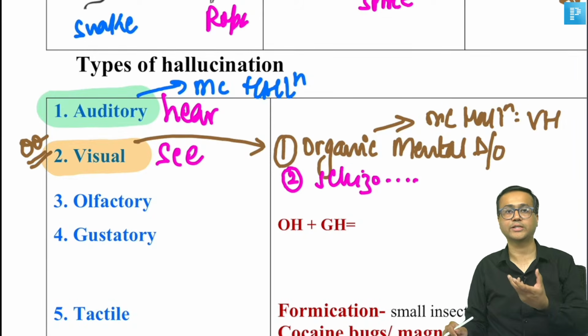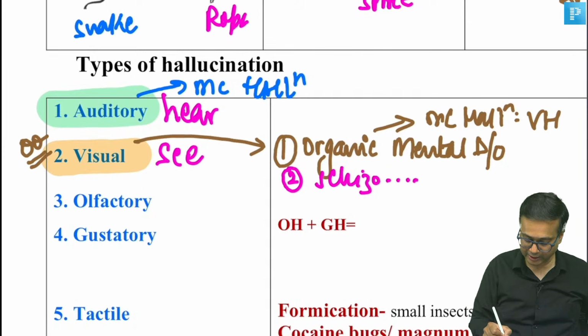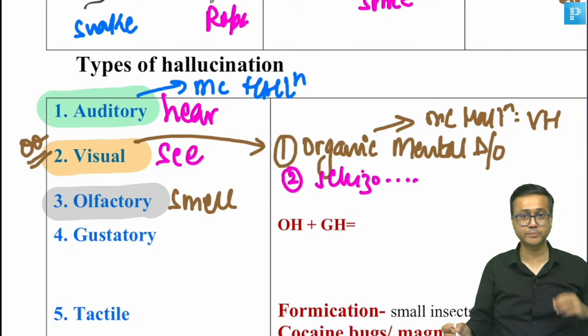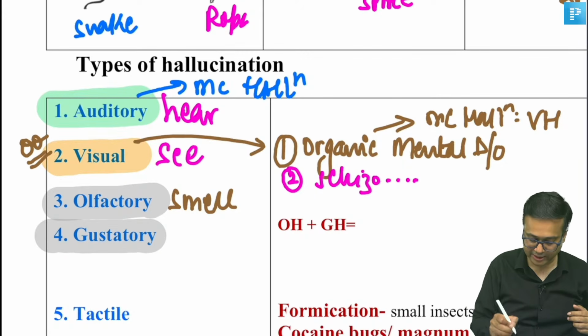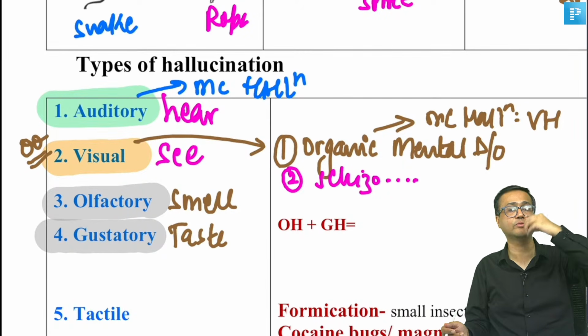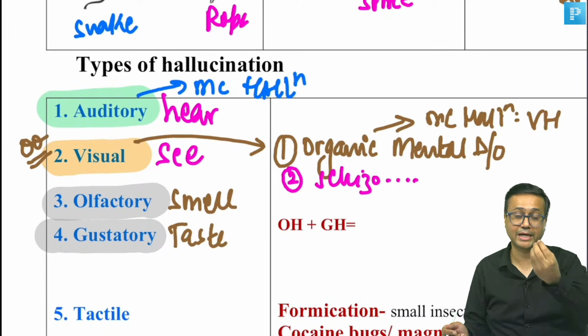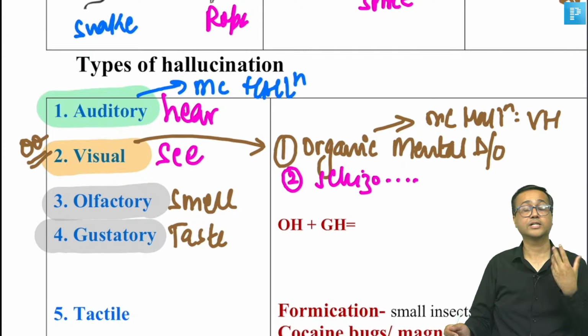Okay, so visual hallucination. Next is olfactory hallucination, beta. What does olfactory mean? Smell. Person is able to smell something which others are not able to appreciate. So this is olfactory. Beta, what is gustatory hallucination? What does gustatory mean? Taste. There is no food on the tongue of the patient, but the patient experiences a taste, a metallic taste, or a bitter taste. So this is gustatory hallucination.